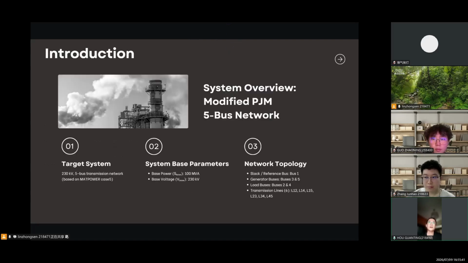Moving to the system overview, we are analyzing a 230 kilovolt 5-bus network based on the MATPOWER case 5. The base power is 100 megavolt-amperes, and the base voltage is 230 kilovolts. For the topology, bus 1 is a slack bus, bus 3 and bus 5 are generator buses, and bus 2 and bus 4 are load buses. They are connected by a total of 6 transmission lines.